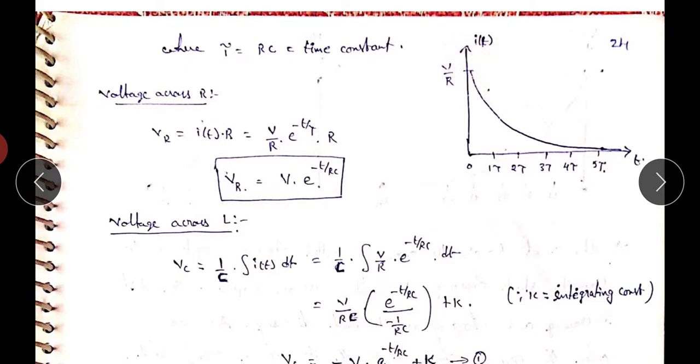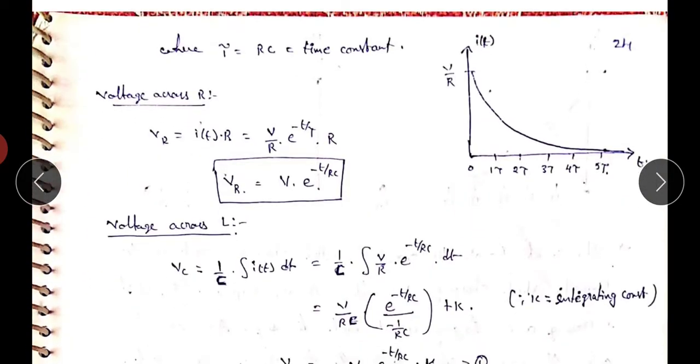Now, by increasing the time value t, the current value decreases exponentially. So finally at t equals 5 tau, after 5 time constants, that means after steady state, I of t reaches 0. So here I of t equals V by R into e power minus t by tau, where t is time. By increasing time, the current value decreases exponentially. After 5 time constants, the current value reaches 0.